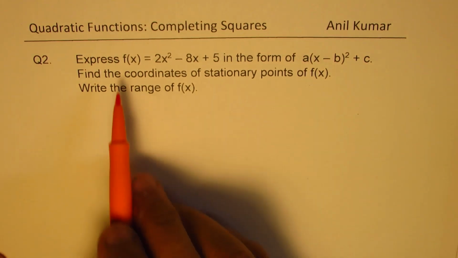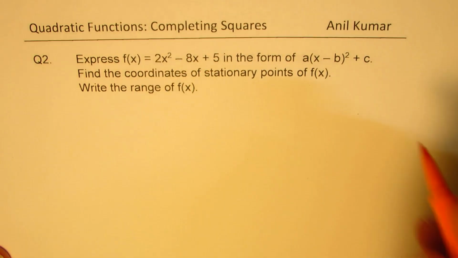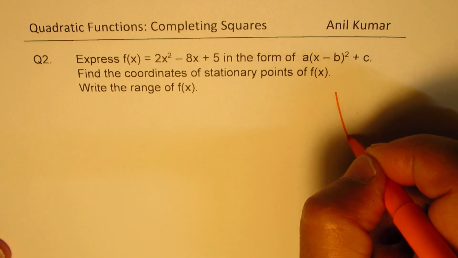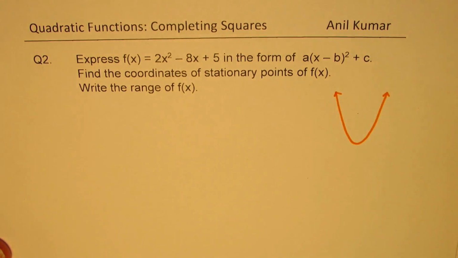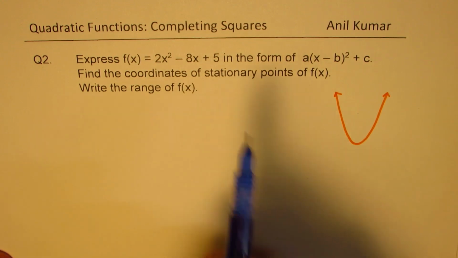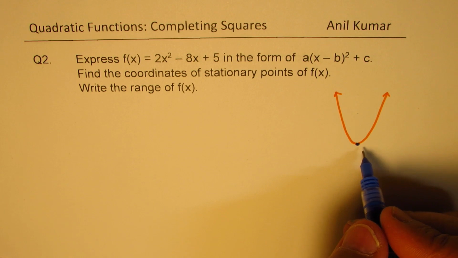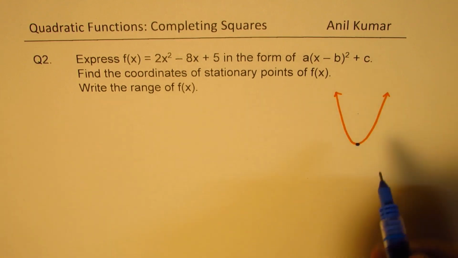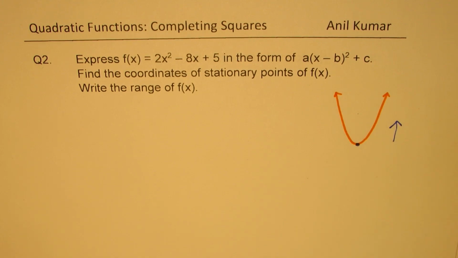Now in this case, f of x is 2x squared minus 8x plus 5. So it is a parabola which opens upwards, right? When we are saying find the coordinates of the stationary point, that is called the stationary point, the turning point, right? And the range is above this and equal to this, right? So that is the concept.